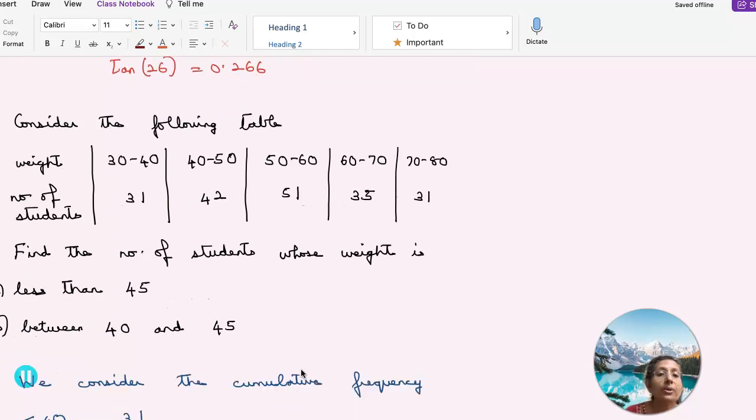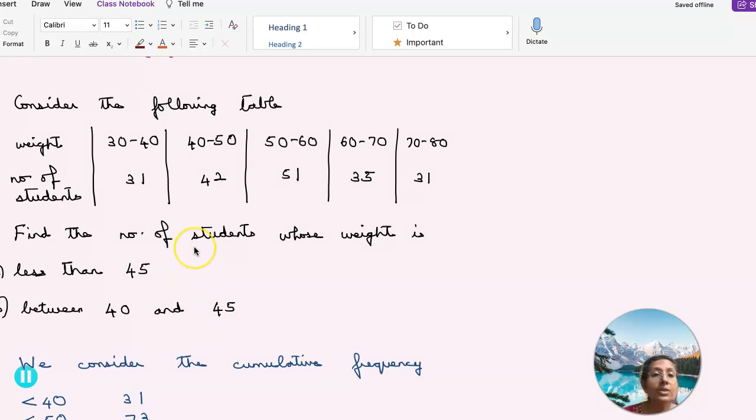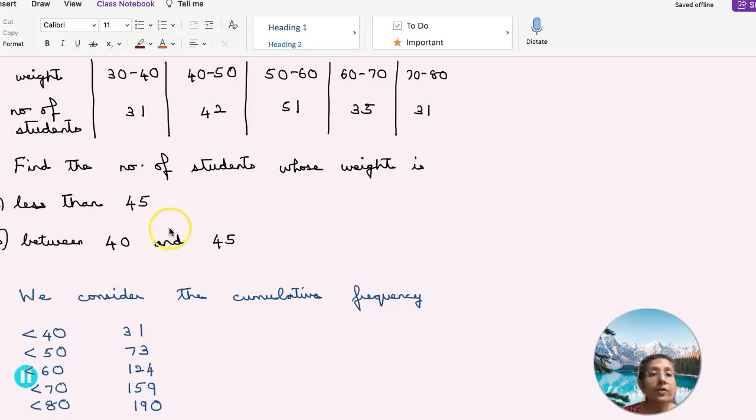Coming to the next problem, consider the following table. You have the weight and number of students, and find the number of students whose weight is less than 45. Now here we will take the cumulative frequency table because we have to find the number of students whose weight is less than 45. So less than 40 is 31. What is less than 50?